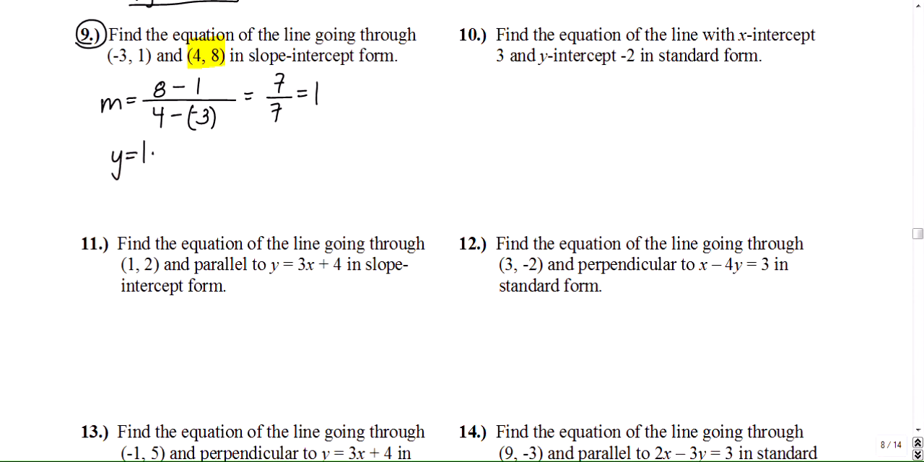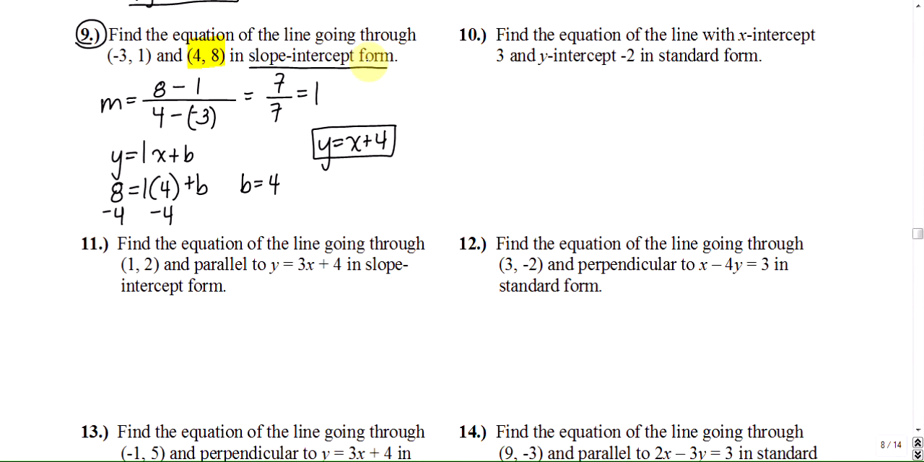I'll plug in my m, then I'll plug in my y and my x. That's 4, so I'll just subtract it really quick. And here is the equation of my line, and it did say slope-intercept form, which I accomplished.